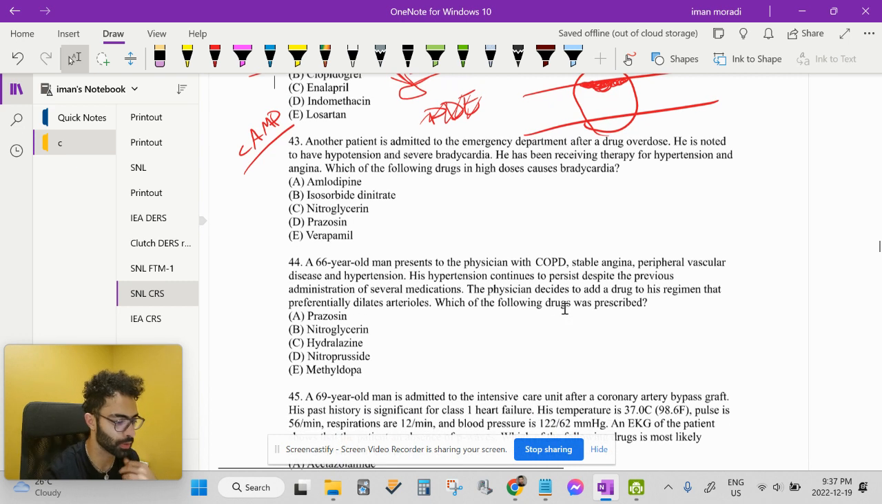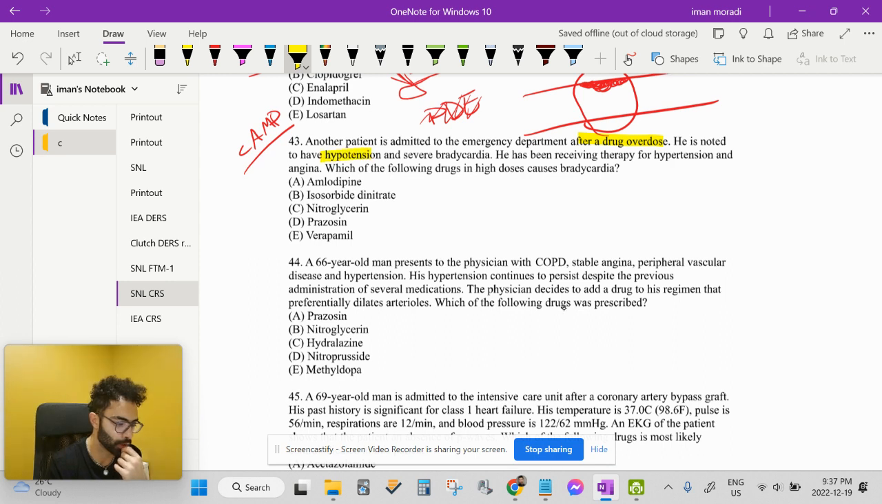Question 43. A patient is admitted to the emergency department after a drug overdose, with hypotension and severe bradycardia. What sort of drug is he on? It's not a recreational drug, it's a therapeutic drug. He has been receiving therapy for hypertension and angina. Which of the following in high doses causes bradycardia?